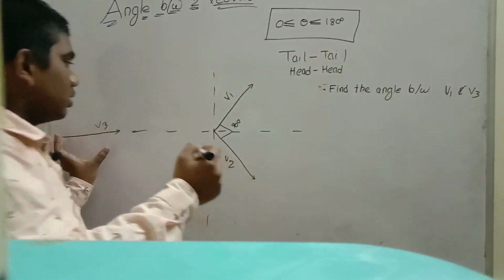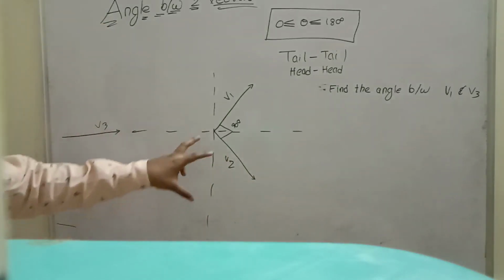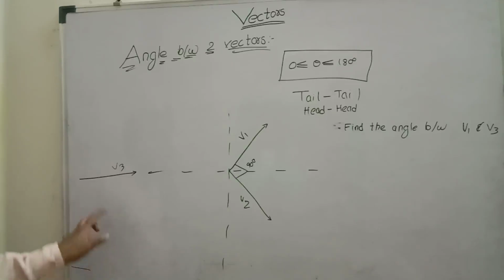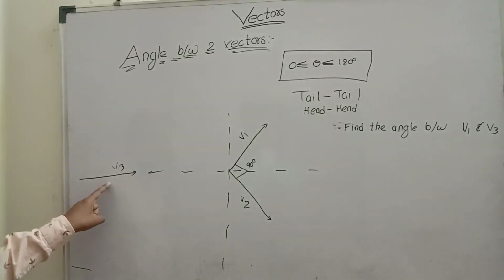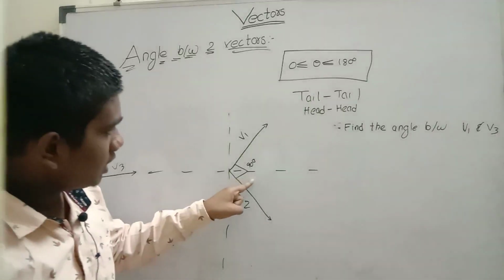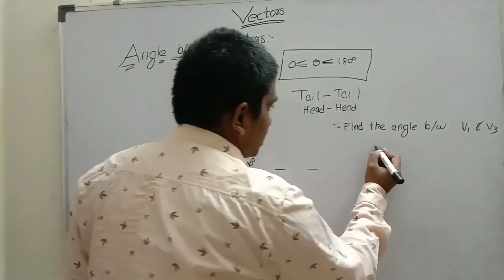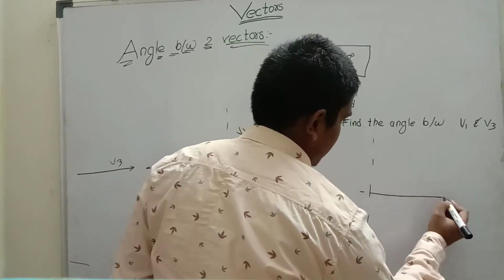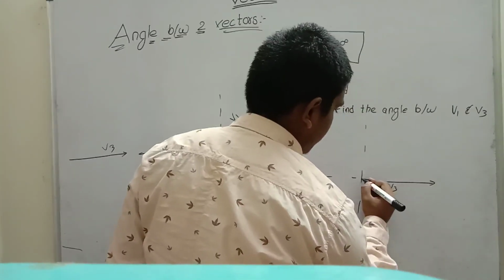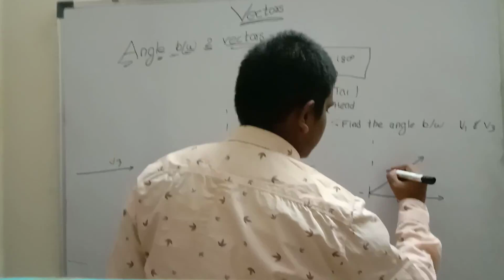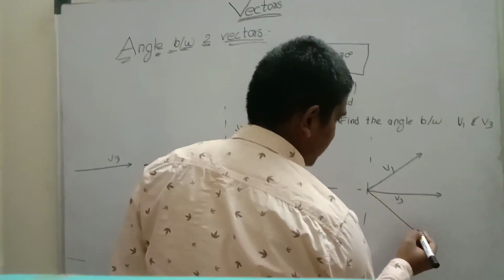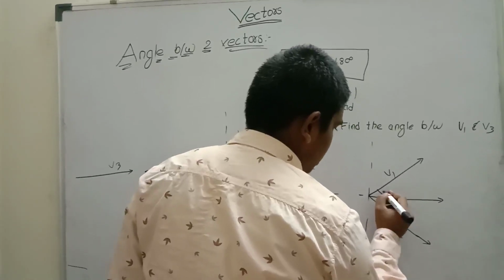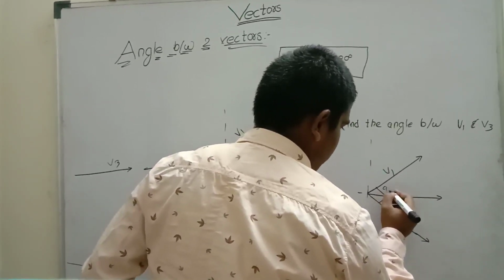Now we can parallel shift V3. Here we have two vectors, so it is difficult to do parallel shifting of them. So if we do a parallel shift of V3, it comes here and it will be easy. Let us simplify it. This is vector V3, this is vector V1, this is vector V2. This total is 90 degrees.